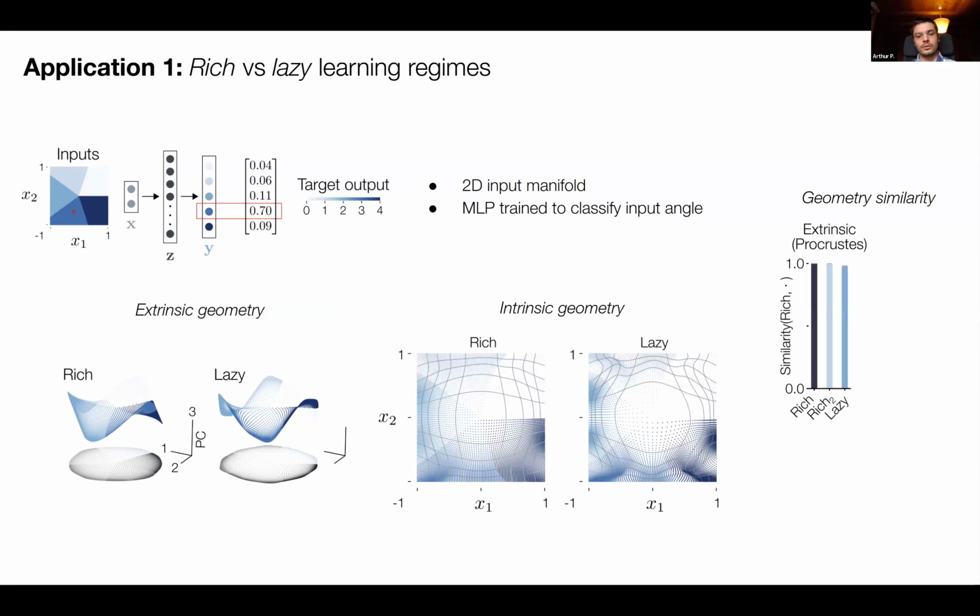But if I look at the geodesics under the pullback metric of my two networks, they do look slightly different. There does seem to be a difference between the rich and lazy network. And if we quantify the difference between the intrinsic geometries of the two networks with MSA, we do see a difference. The rich and lazy network are dissimilar. So this is a simple example of what we mean by understanding the similarity between the intrinsic geometries. It can be important.